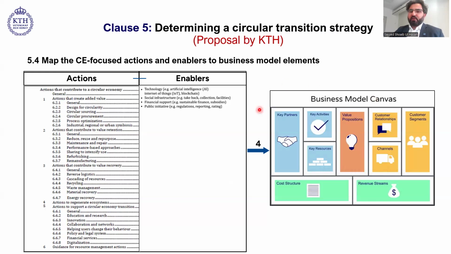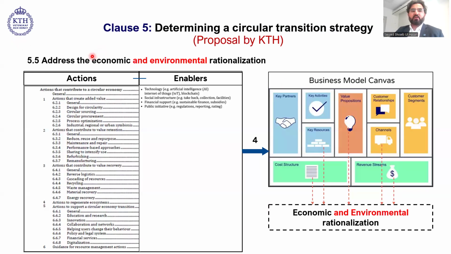Once you have this initial strategy, the last subclause that we are suggesting is to address the economic and environmental rationalization. Previously, the standard referred only to economic rationalization, but based on our experience working with a lot of manufacturing companies, for more than 12 years now, implementing circular economy, we believe that both economic and environmental rationalization are really important before you go to actual implementation. There are many ways to assess this. For example, we use a lot of modeling and simulation, where we try to have the system in a virtual world before we go for actual implementation. It gives us some indication about economic and environmental performance, how the system will behave.